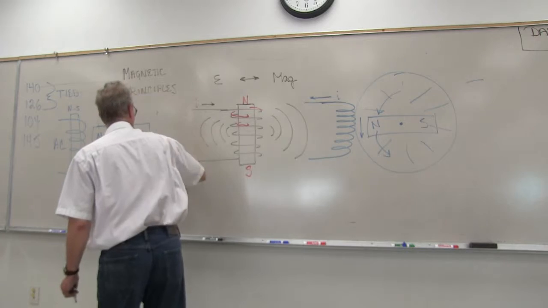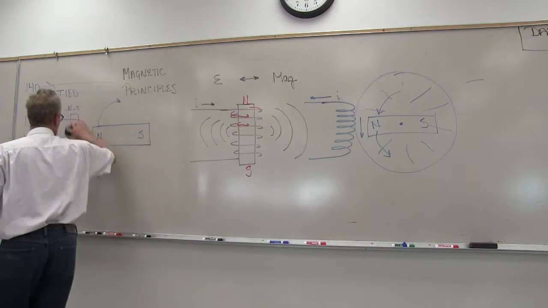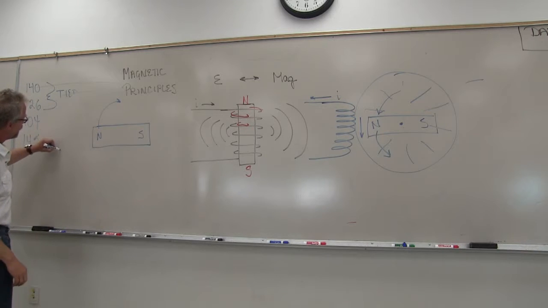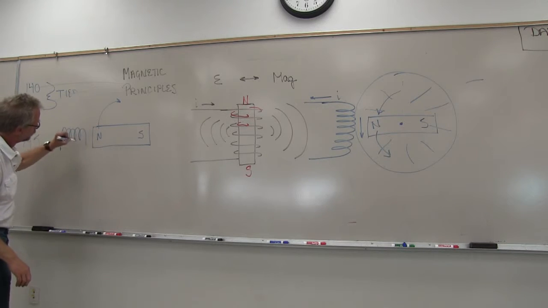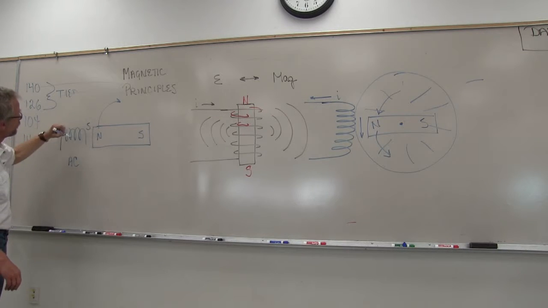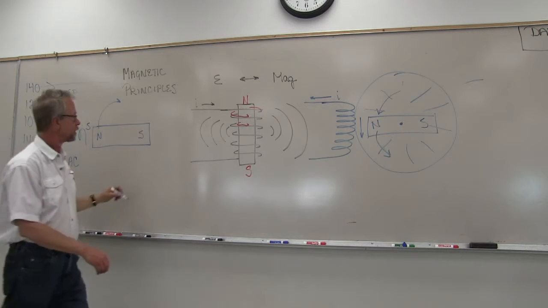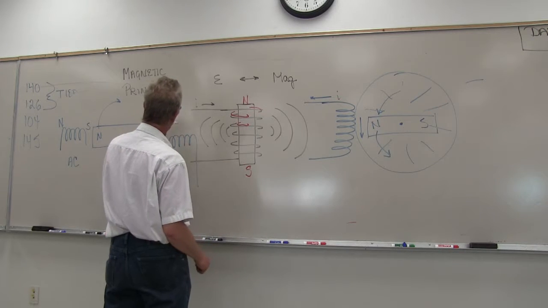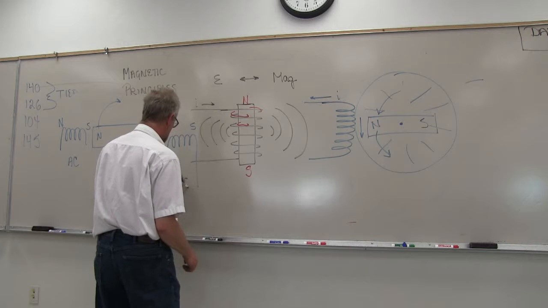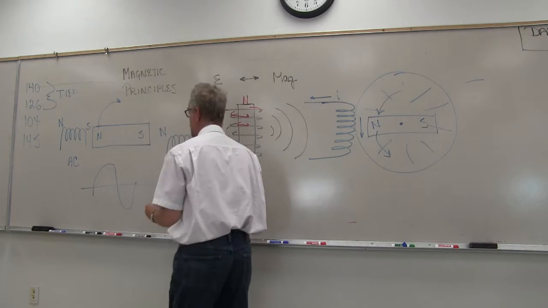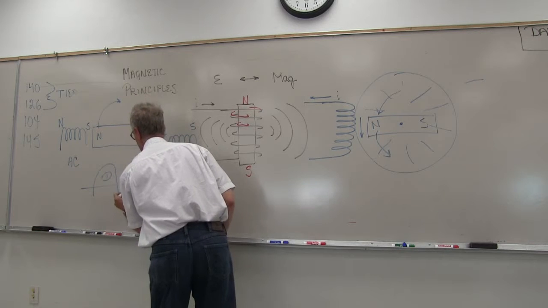Another way to look at it is to look at it this way. Let's put AC here. That gives us south and north. And let's put AC here, and that gives us north and south. What happens when the AC changes polarity?